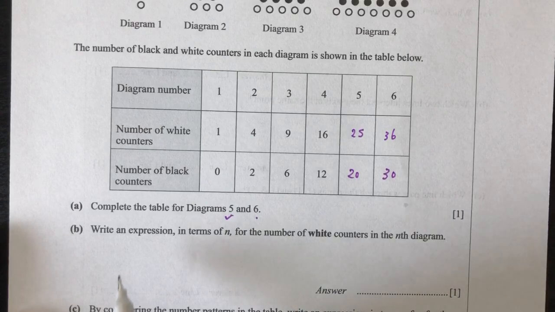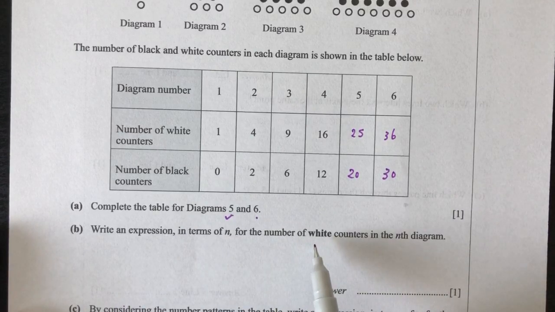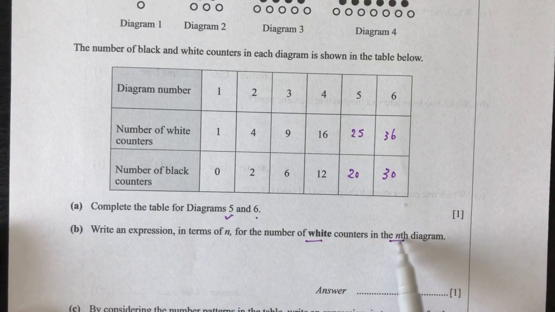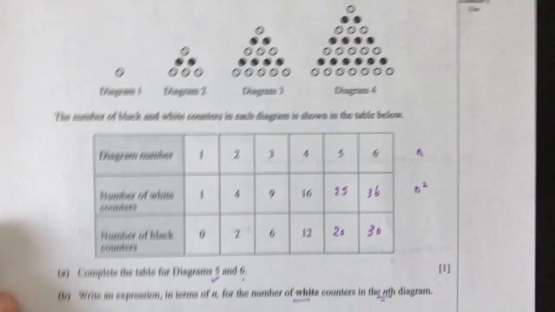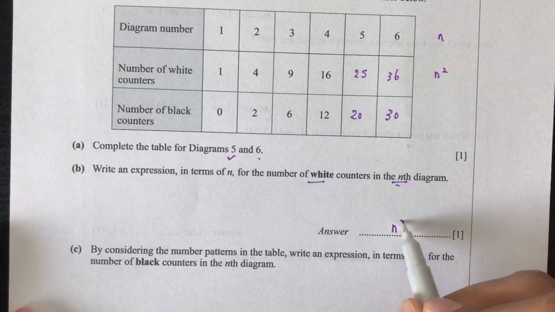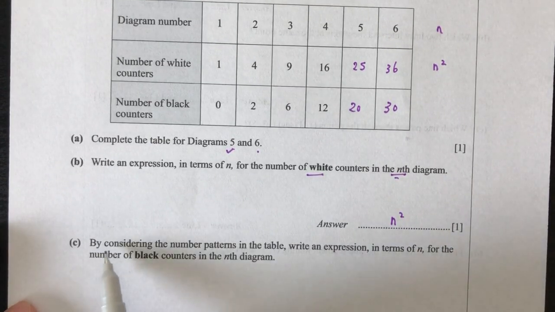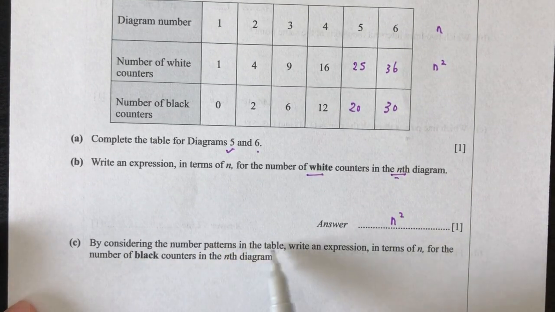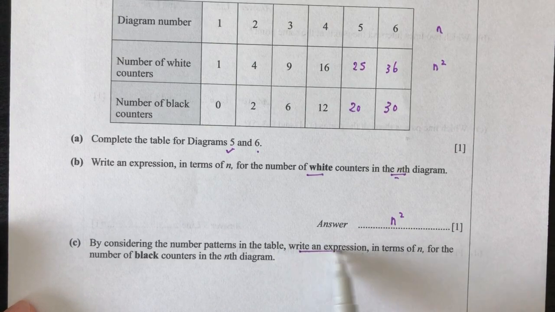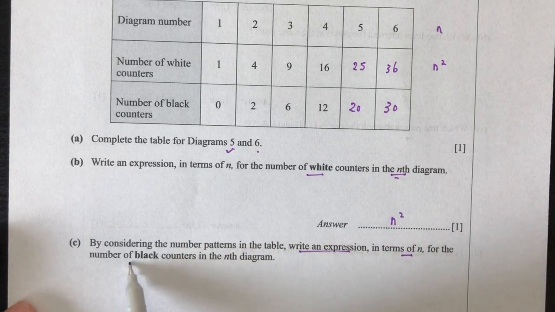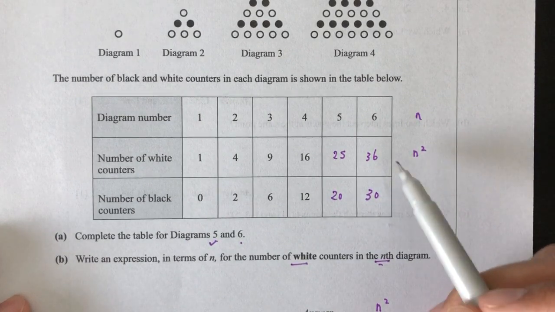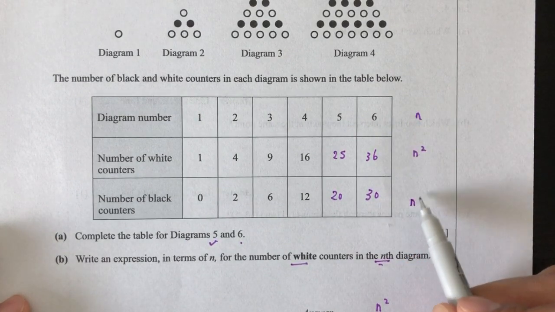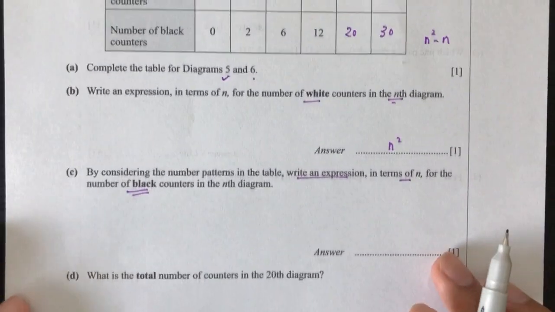Now part B, write an expression in terms of n for the white counters in the nth diagram. This is pretty easy. If this was n, this will be n squared. Now, by considering the number patterns in the table, write an expression in terms of n for the number of black counters. Black counters, as we have noticed, it's this minus this. So it will be n squared minus n.